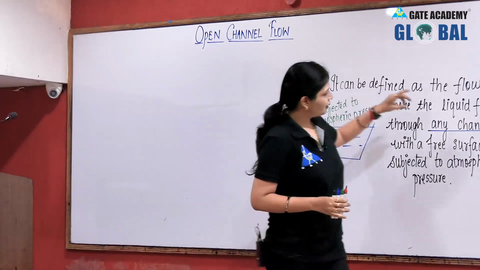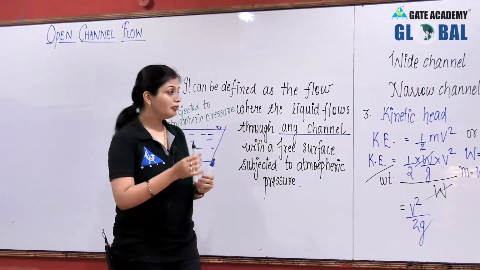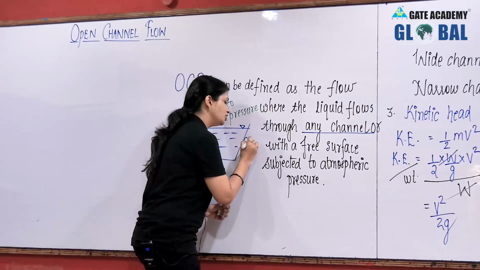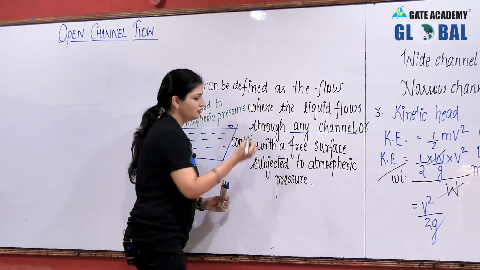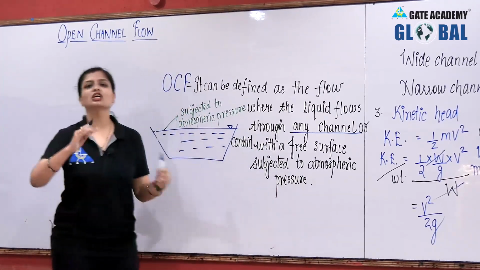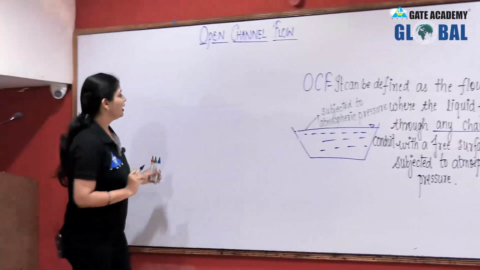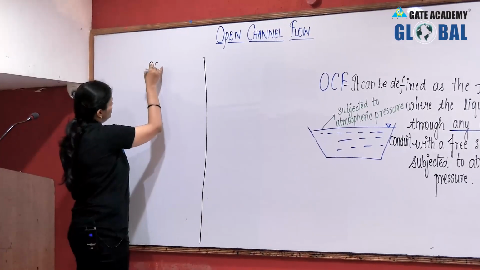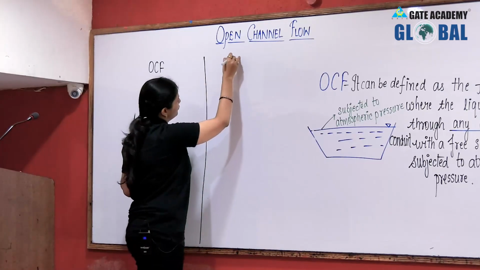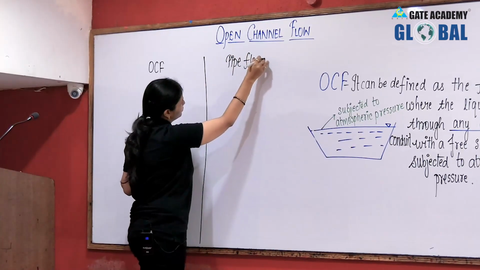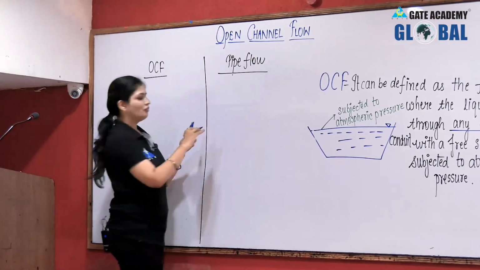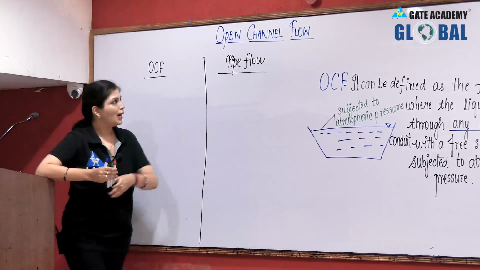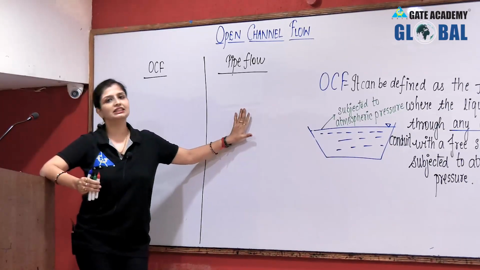In this open channel flow, I have written liquid flows through any channel. It can be conduit also, any channel or conduit. Conduit means your pipe. But the condition should be a free surface subjected to atmospheric pressure. Fine. So now, the difference between your open channel flow and your pipe flow. First one is, open channel flow occurs due to gravity, as I told you earlier, while pipe flow occurs due to the difference in pressure.